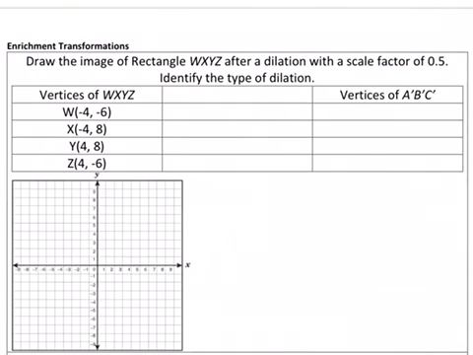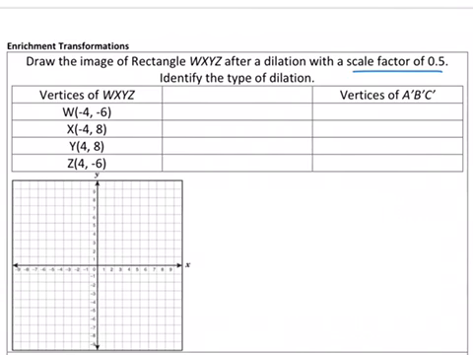Now we're going to do another problem with scale factor, and this one's a little different because it involves a decimal. It says, draw the image of a rectangle WXYZ after a dilation with a scale factor of 0.5. Then identify the type of dilation. So a scale factor of 0.5.